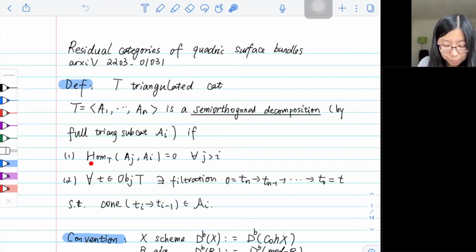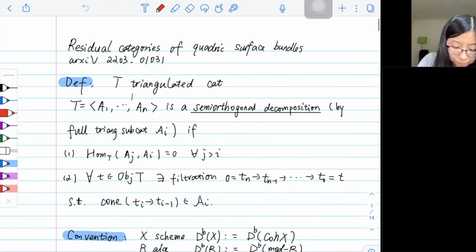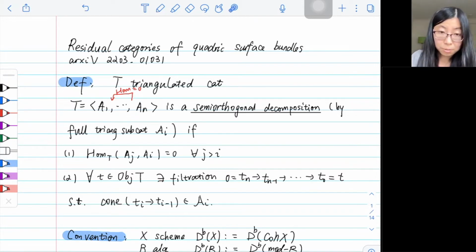Here, this says that the Hom from every object in A_J to every object in A_I will be 0 whenever J is bigger than I. So when you consider the maps from the objects on the right to the objects on the left, the Hom is always 0, but you could have morphisms from the left to the right. So it's not a completely orthogonal decomposition.